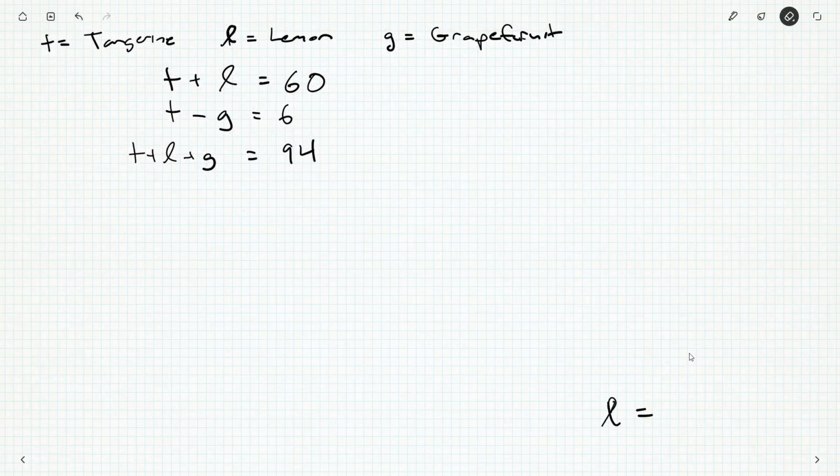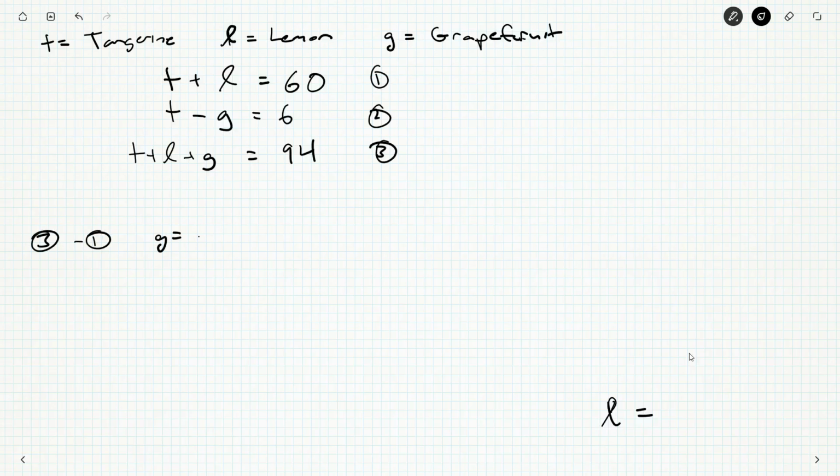Okay. So, geez, there's lots of ways I can see to go about doing this one. Very quickly, one way would be 3 minus 1 gives me the price of grapefruit is 34. Plugging that back into 2, I know that T minus 34 is equal to 6. If I rearrange that, I'll get T is 40. And then 40 plus L is 60. I should get lemons cost 20 cents. So that's one way. I verbally explained that.